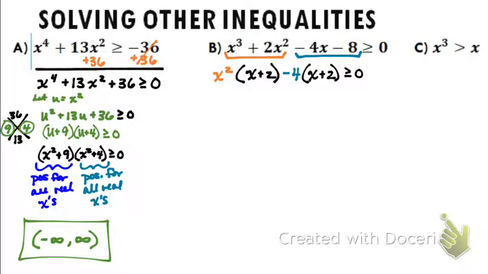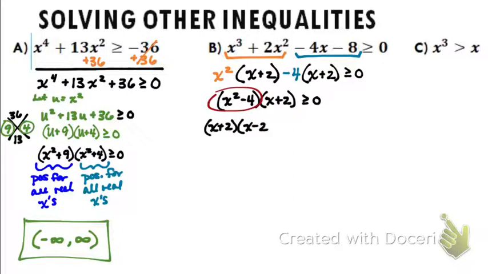It's greater than or equal to 0. So I have x squared minus 4 and x plus 2. Is that fully factored? No. Factor this guy further. X plus 2, x minus 2, and then we have another x plus 2 is greater than or equal to 0.